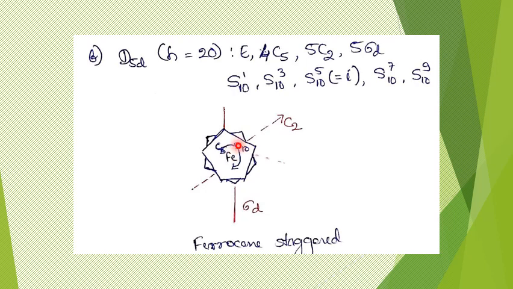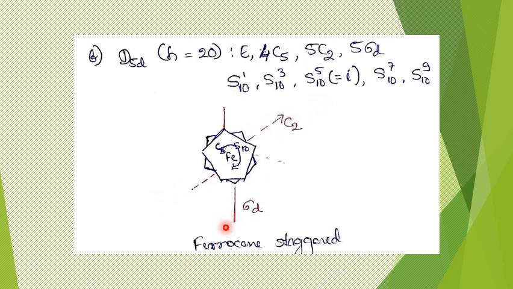And C2, see, one such C2 has been identified. If I rotate the molecule by 180 degrees on this axis, which is passing through the iron atom and is perpendicular to this original proper axis, the molecule can be brought back to an identical orientation. Therefore 5 such C2s, one has been indicated, 5 such C2s are possible.